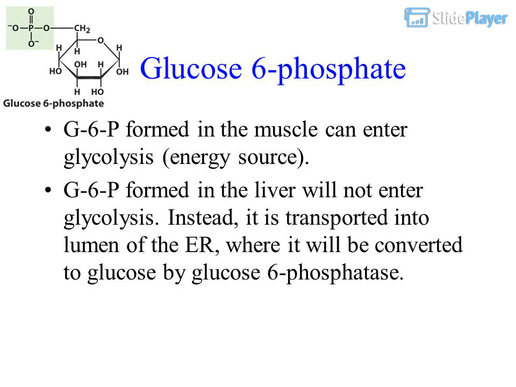Glucose-6-phosphate. G6P formed in the muscle can enter glycolysis, an energy source. G6P formed in the liver will not enter glycolysis. Instead, it is transported into the lumen of the ER, where it will be converted to glucose by glucose-6-phosphatase.